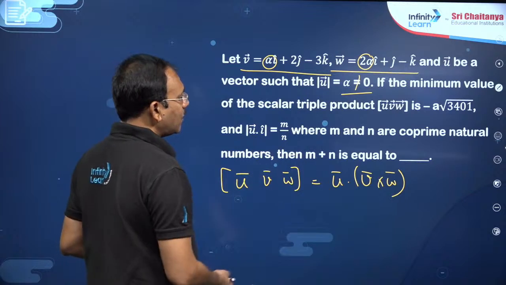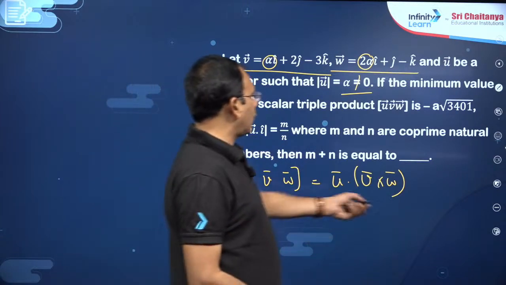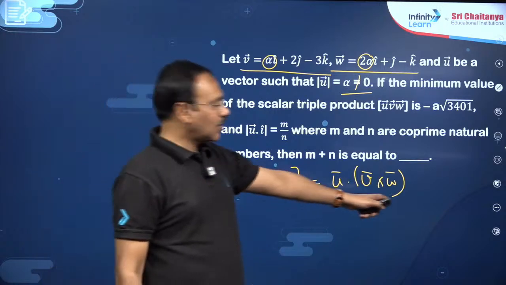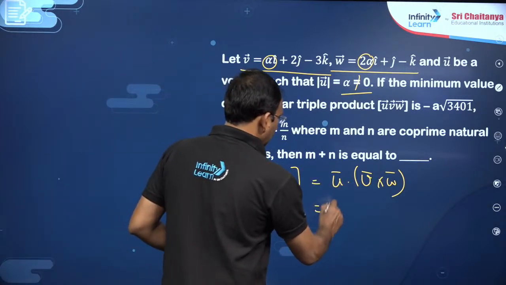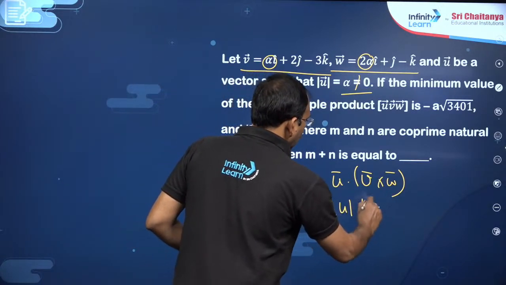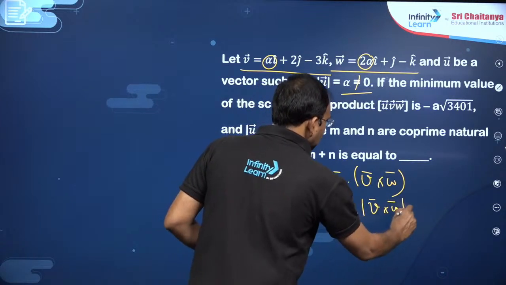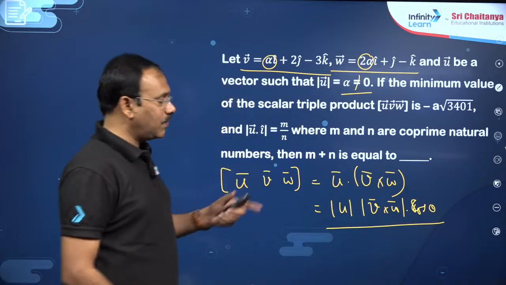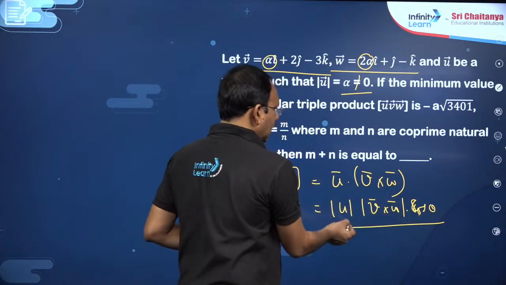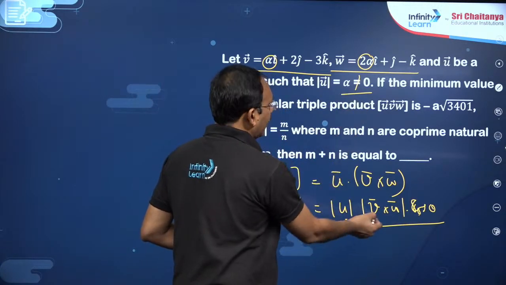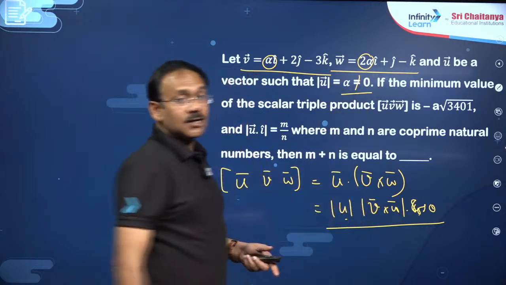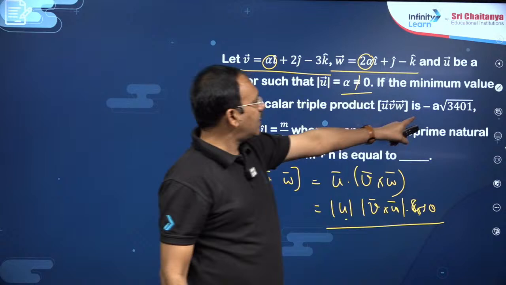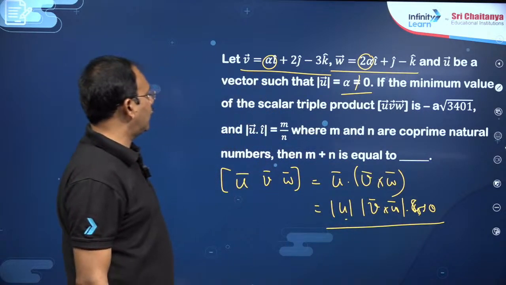You want its minimum value, means you can take the dot product, the cos value you can take as minus 1, because you can write it as magnitude of U into magnitude of V cross W into cos of the angle between these two. You want its minimum, means you put minus 1 here, magnitude of U is given as alpha, V cross W you will get in terms of alpha, completely this will be in terms of alpha, and it is given as minus of A into root of 3401.